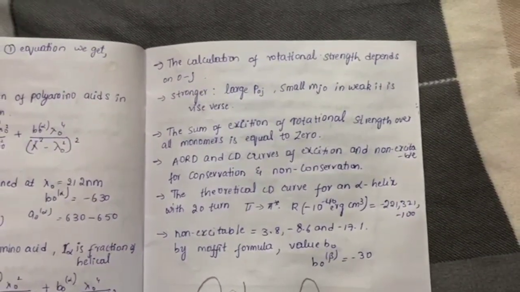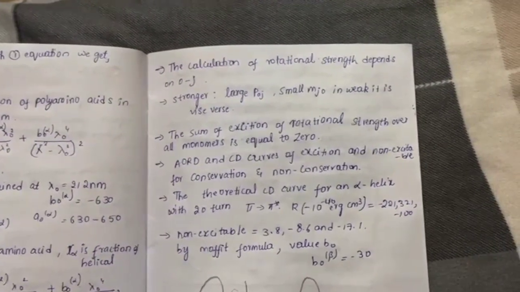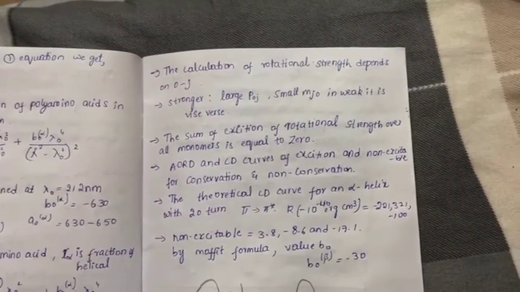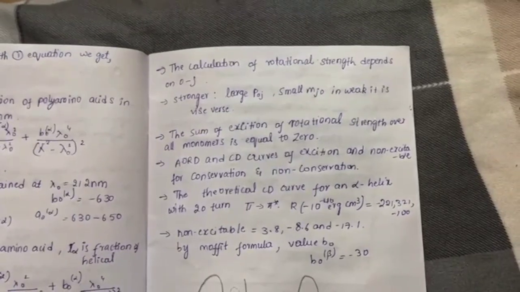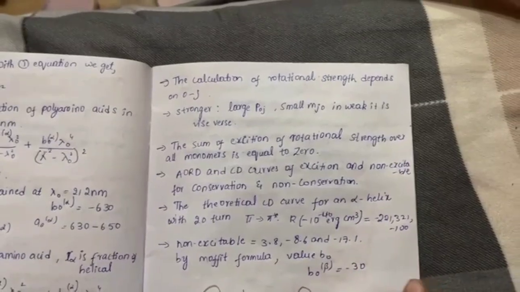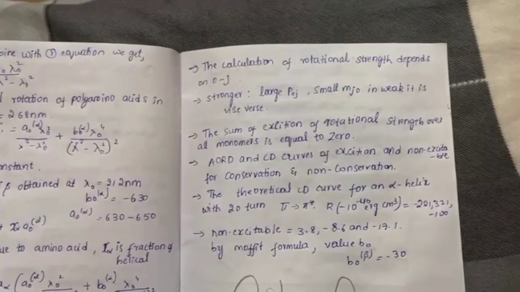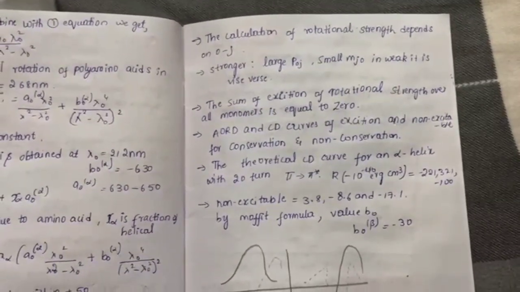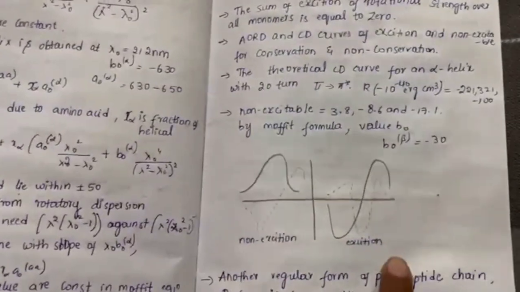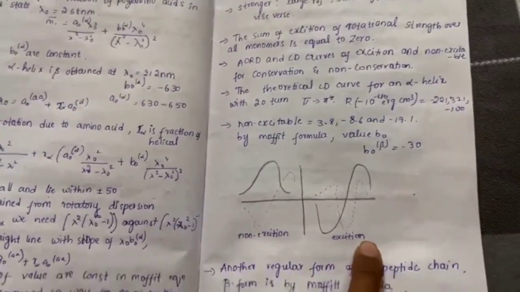The theoretical CD curve for an alpha helix with 20 turns, where pi is equal to pi naught R into 10 to the power of minus 40, gives minus 2 to 1 and 321 and minus 100. For the non-conservative case, we get 3.8, minus 8.6 and minus 17.7. By the Moffitt formula, the value of b0 we get is minus 30. So this is the figure for the non-conservative, and this one is for the conservative.